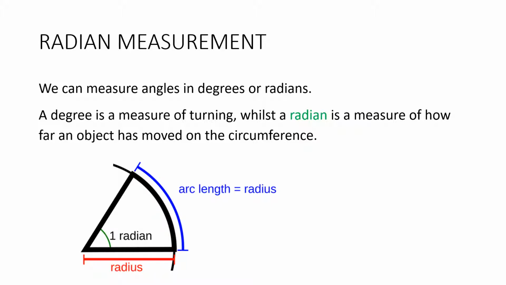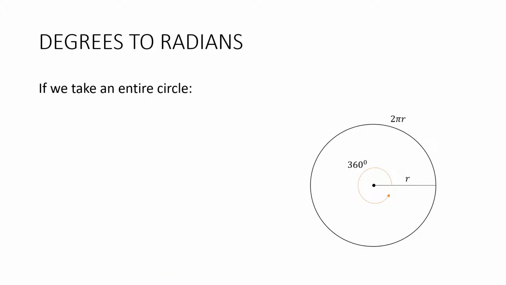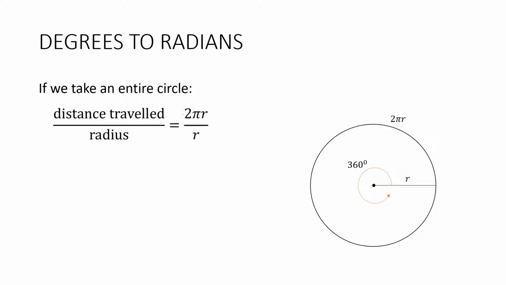1 radian. So if we take an entire circle like this, we've got 360 degrees at the centre, and on the circumference we've got 2 pi r. So recall that we're going to do the distance travelled around the circumference and then divide it by the radius, so that's 2 pi r divided by r, which gives us 2 pi. And so this is radians here. 2 pi radians is equal to 360 degrees.